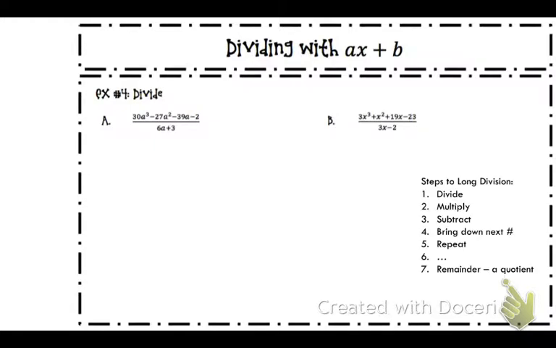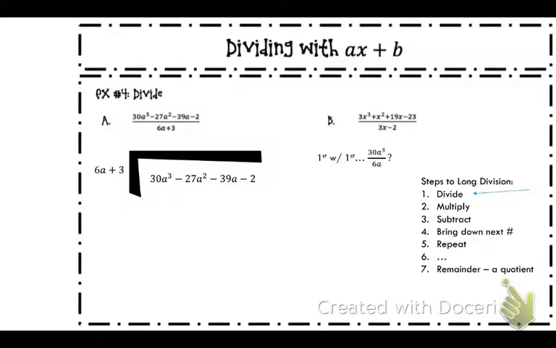So again, we're just going to use the same steps. And let's look at example A. So we have 30a cubed minus 27a squared minus 39a minus 2 divided by 6a plus 3. So you divide. You do first with first. So 30a cubed divided by 6a is 5a squared. That goes up top.